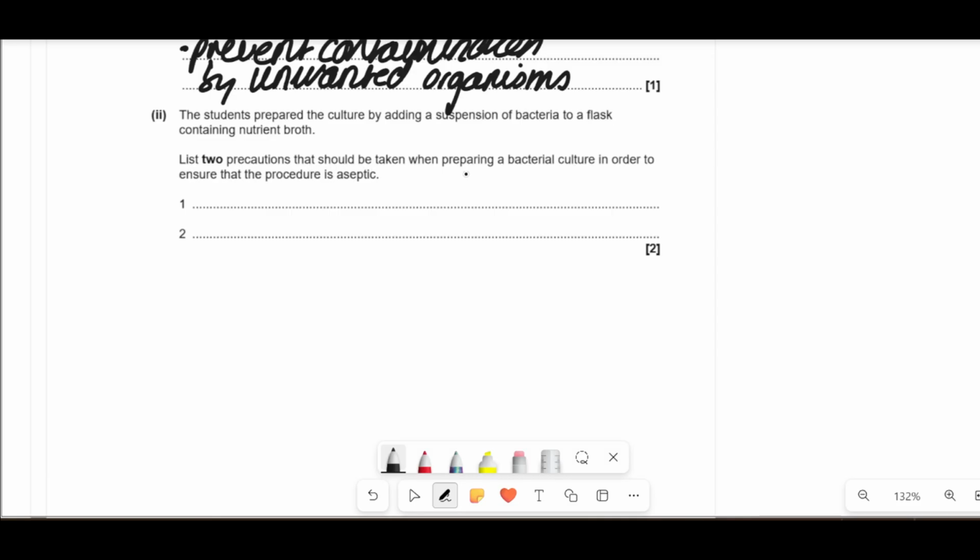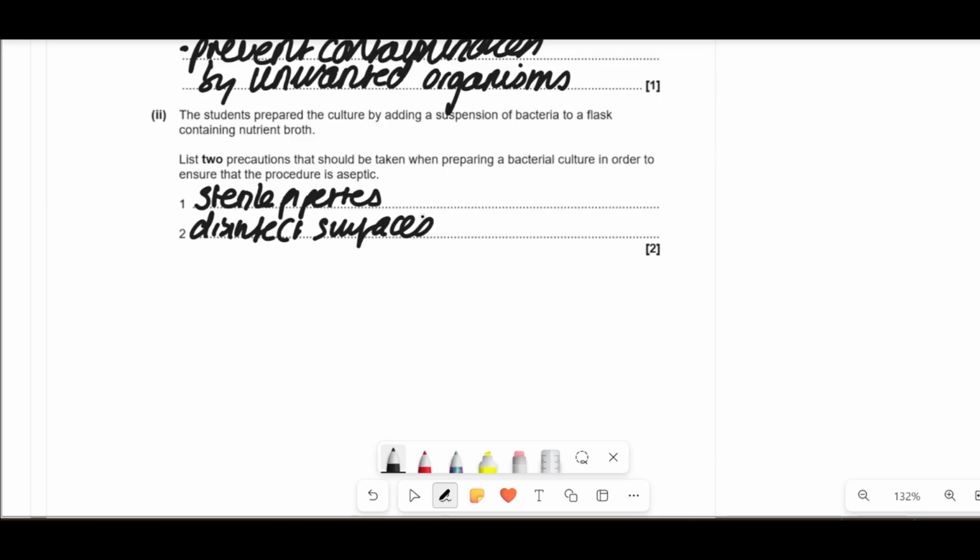So list two precautions that should be taken when preparing a bacterial culture in order to ensure that the procedure is aseptic. So it's not asking you about making sure the pH is controlled and so on. They're asking you, what are you doing to make sure that you're not adding contaminants? So for example, you would use sterile pipettes or other specific equipment because you want to absolutely make sure that they've been autoclaved, or for example, you can heat them really high, things like that. As well as that, you can disinfect any surfaces that you're working on.